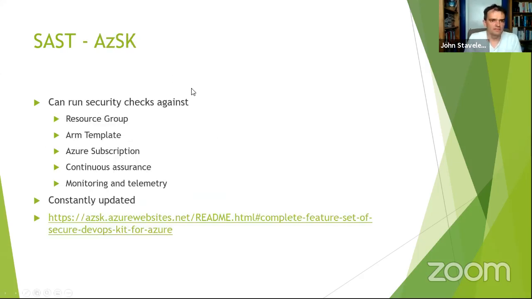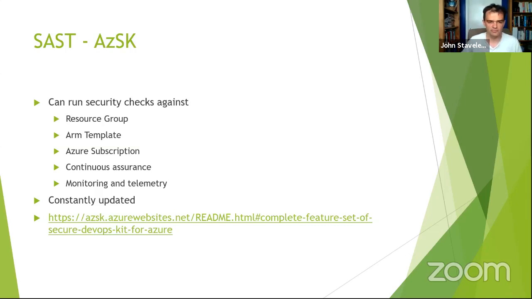So finally, in terms of static code checking, we've got AzSK. This can run security checks against a resource group, so this is deployed assets in Azure, an ARM template, which is the settings you intend to deploy into Azure, or an Azure subscription, which is how you log into Azure. It also has security runbooks that provide continuous assurance of your security profile.